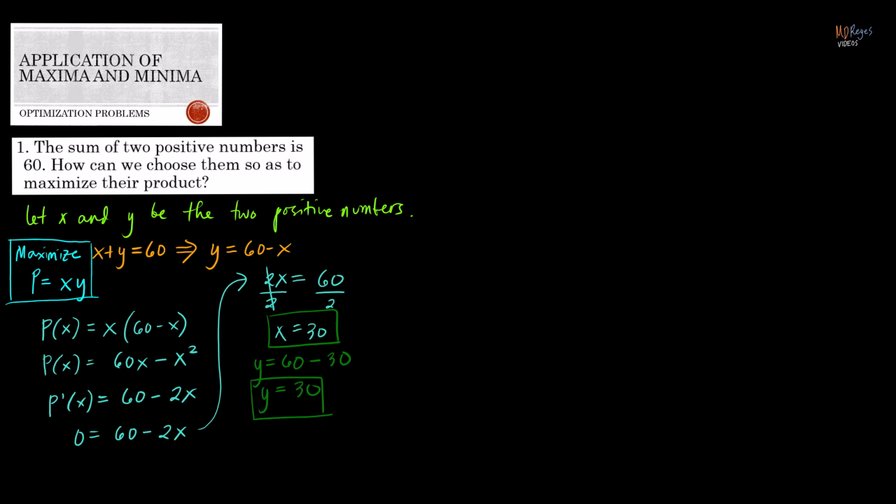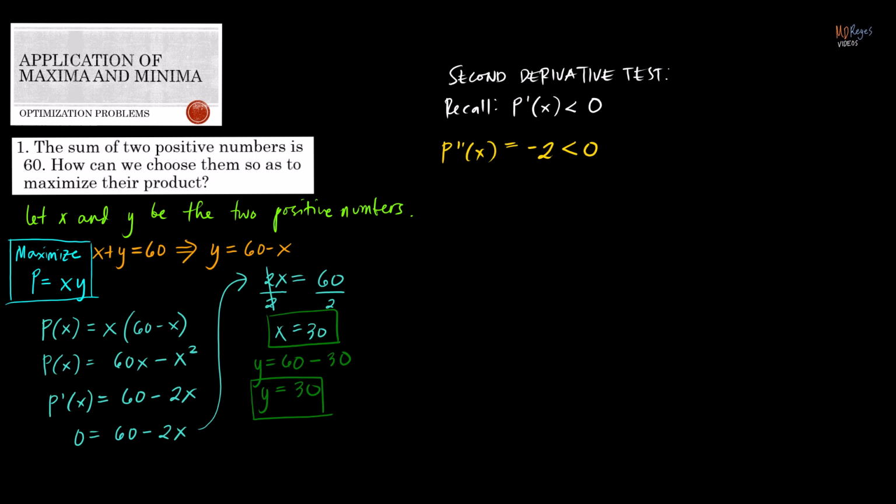Using the second derivative test, recall that the second derivative of the function at a specific value of x must be less than 0 to consider that this value for x will yield a maxima of the function. So we need to get the second derivative of p of x. So p double prime of x, from the first derivative, we'll have negative 2. So this means that for whatever the value of x is, p double prime of x is always equal to negative 2 because it's just a constant. And obviously this is less than 0.